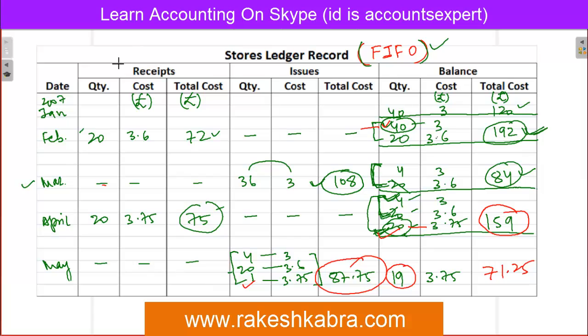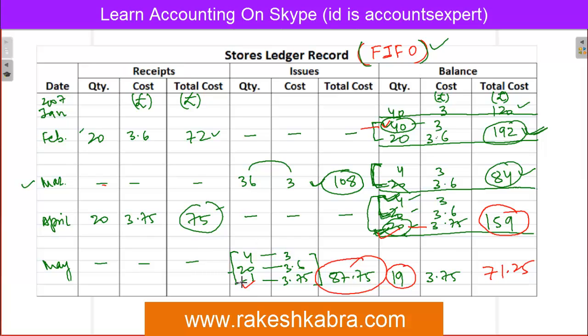No, sale price we will consider in the trading account. This is the store record, so here we will consider only cost price. This column will show the cost of units purchased, this column will show the cost of units sold, and this column will show the cost of units remaining with us. Getting my point? So that's why I considered only cost.